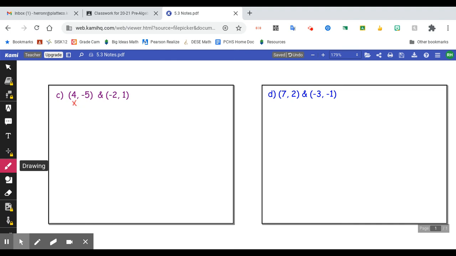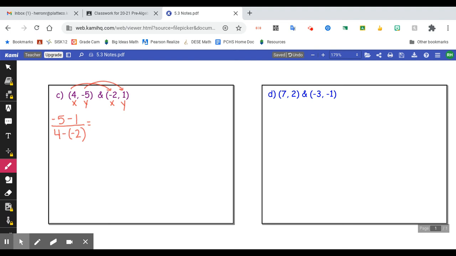Okay, so here's our next one. X, Y: Y is on top, X is on the bottom. So I'm just going to do the same thing. I always tend to do it the same way every time. 4 minus -5? No: -5 minus 1. That one's just a minus because it's a positive 1. And then same thing here, -4 minus -2. So both back to back there.